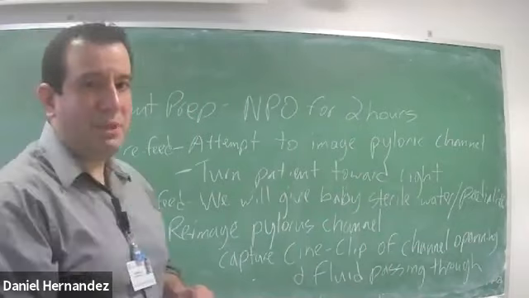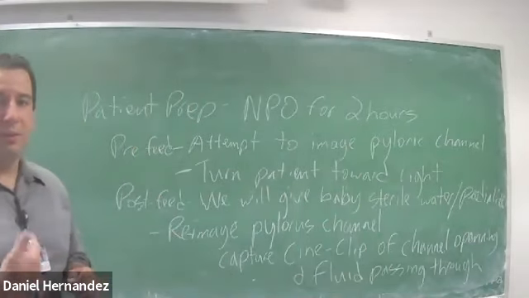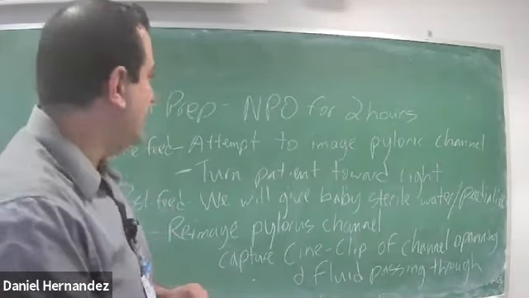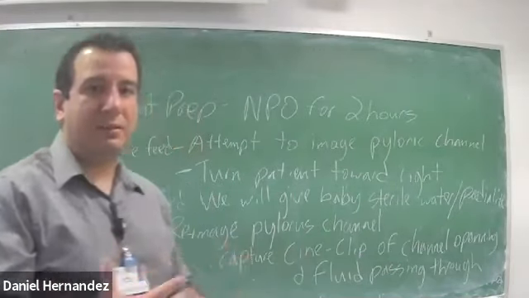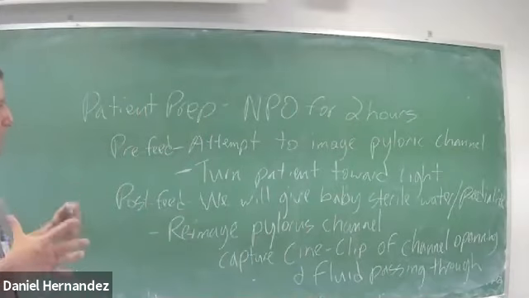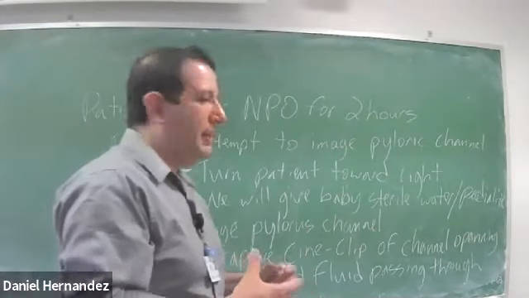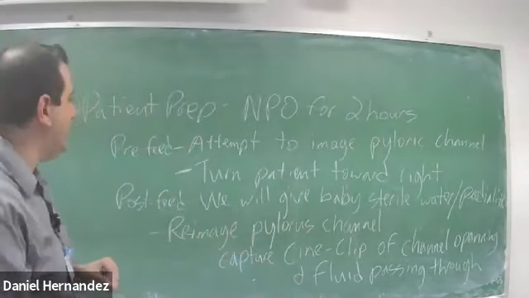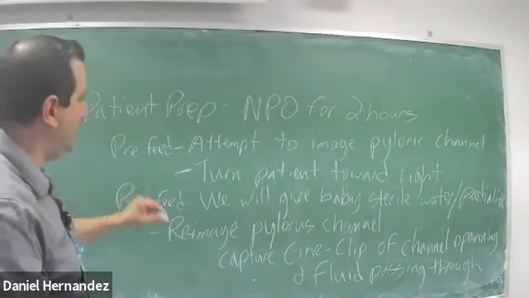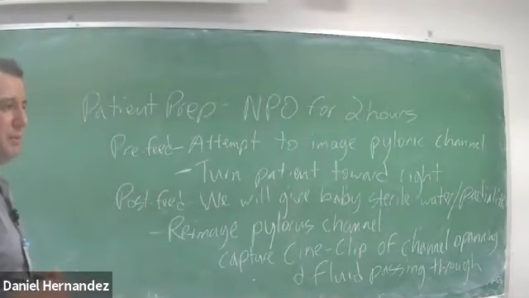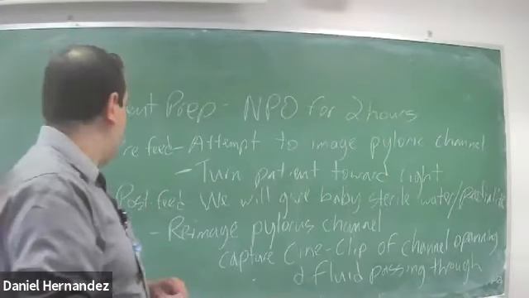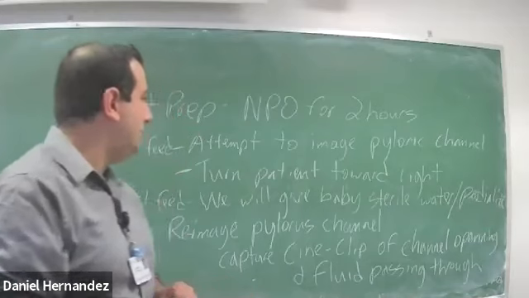We attempt to image the pyloric channel pre-feed. You may not necessarily see it because the stomach is contracted, so there's not that fluid within the stomach to act as an acoustic window. There may be a lot of gas, so we may not even see it pre-feed. We'll try and turn the patient towards our right to cue them a little bit. That might help. And then we'll move to our post-feed imaging.